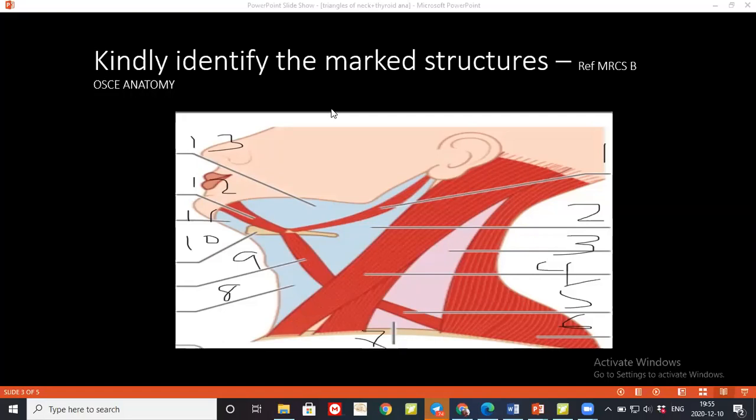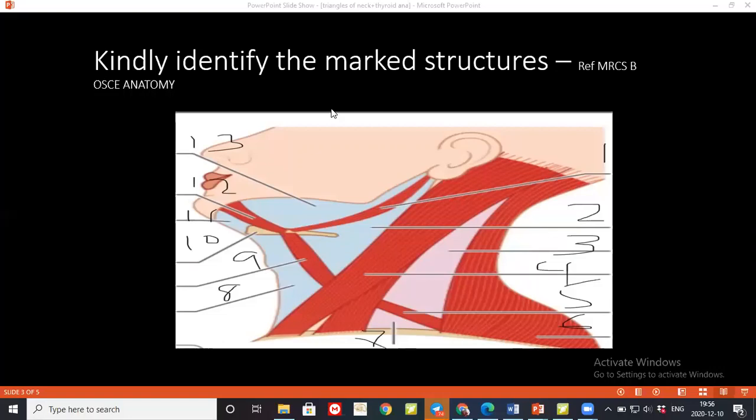What are the associated structures found along with the thyroid? Please. There can be the carotid artery, the vagus nerve and the internal jugular vein, the common carotid artery and its branches, the internal and external carotid arteries, the vagus nerve, the hypoglossal nerve, ansa cervicalis, internal jugular vein, and lymph nodes.